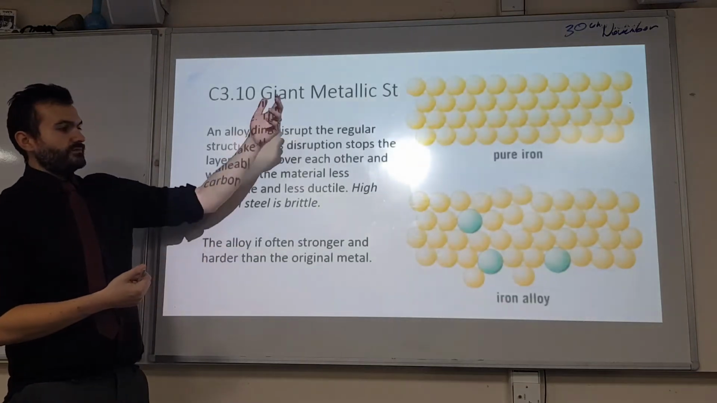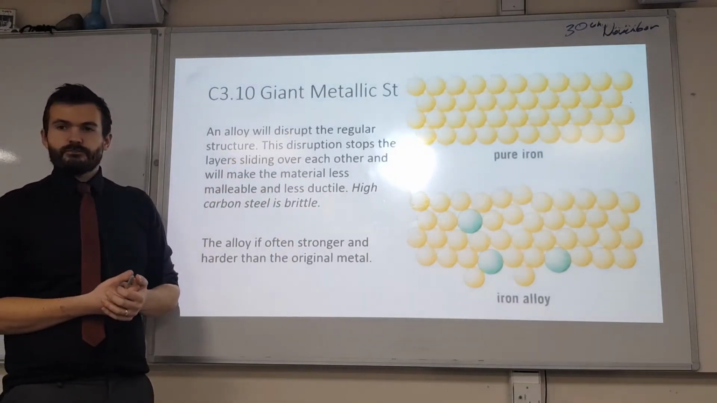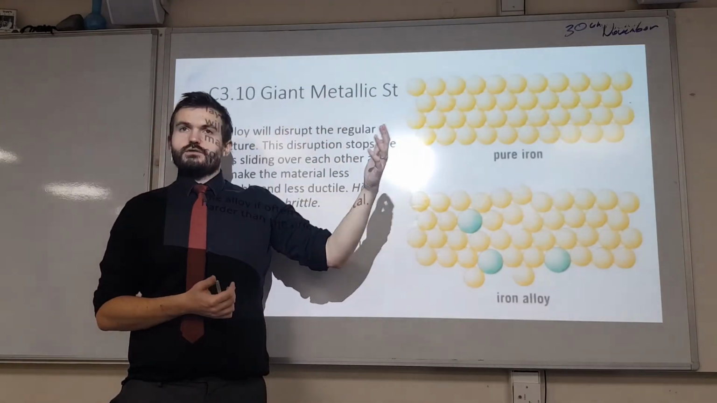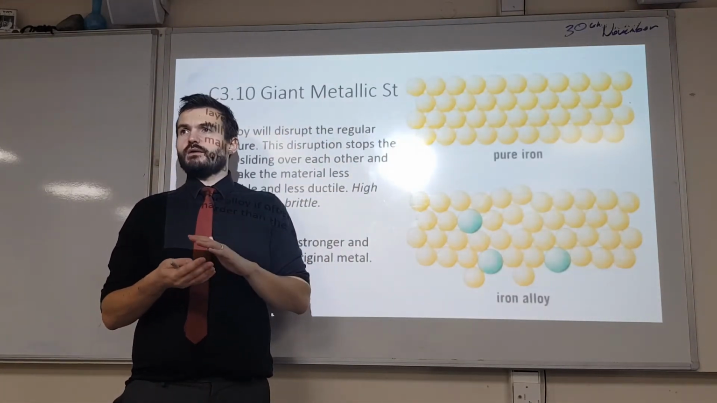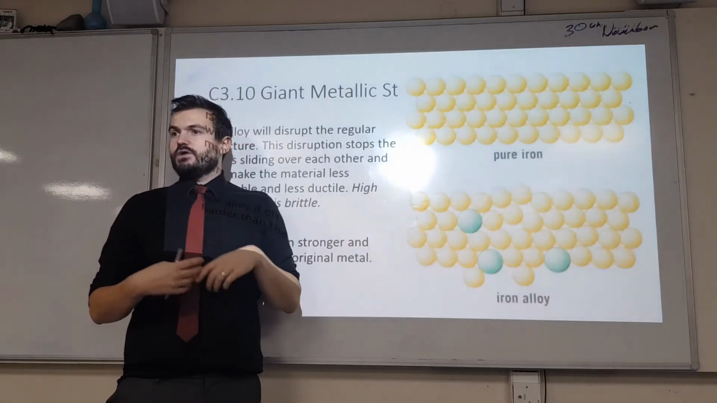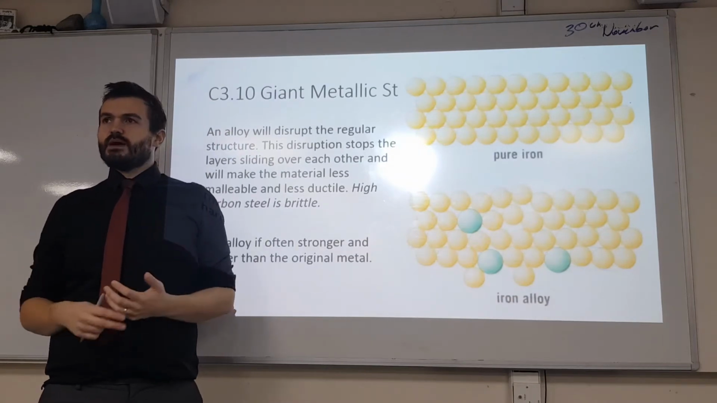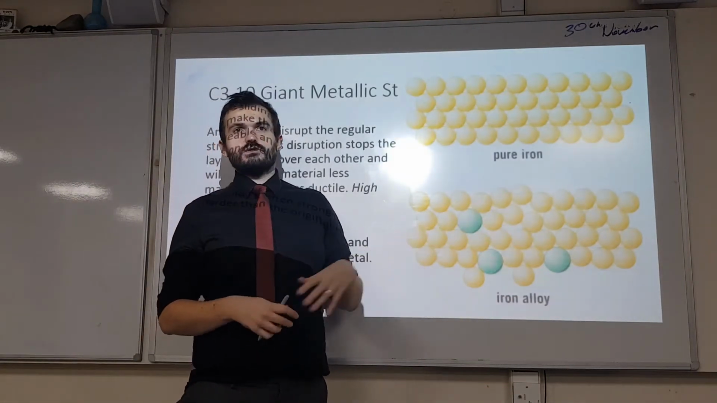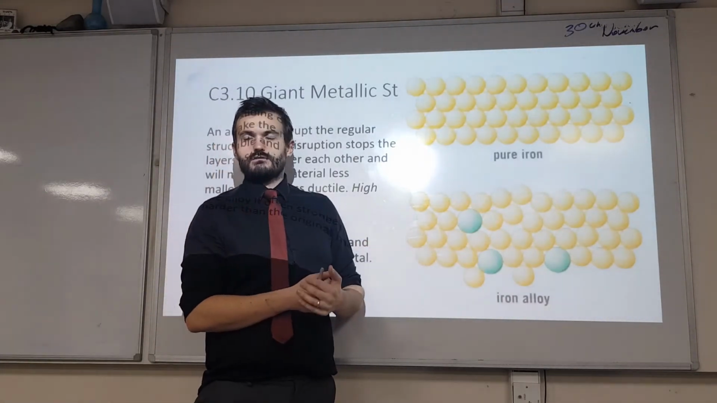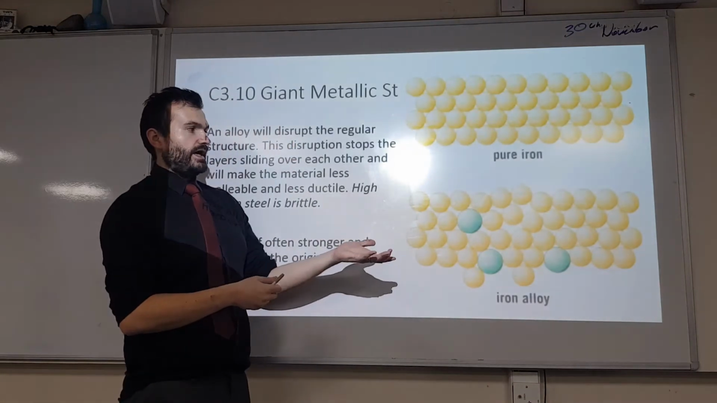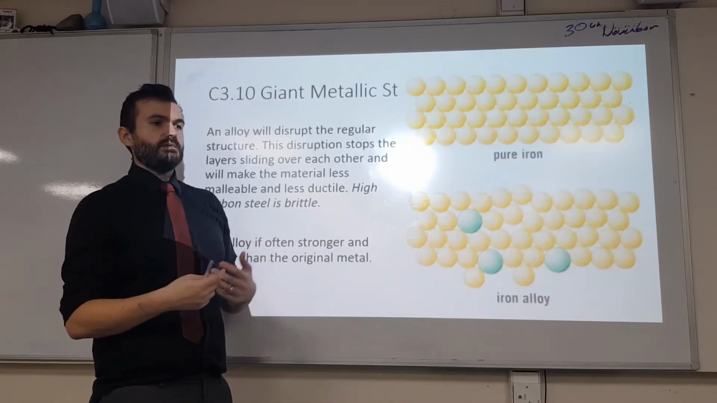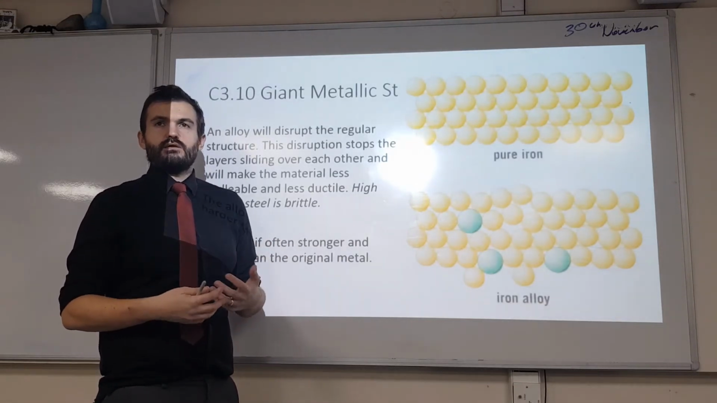If we're talking about making steel, in our pure iron, the layers of iron can simply slip over each other, and they're very malleable. What we can do is, if we put in carbon, those carbon atoms effectively disrupt the pattern. So if we try to make these slide over each other now, they simply can't, because the carbon atoms are in the way. So we've disrupted the structure, and they can no longer slide over each other. They're no longer malleable. The opposite of malleable is brittle. So when you try and bend it, it just snaps.